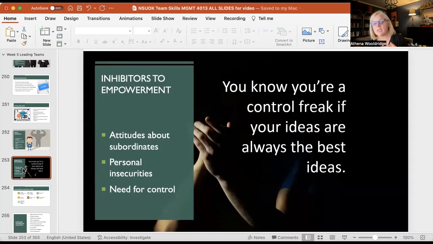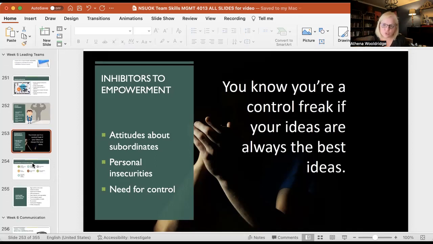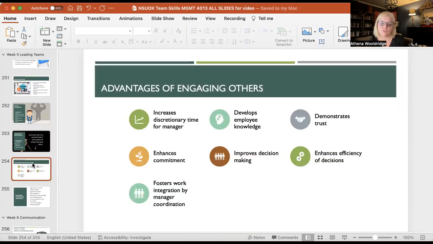Okay, what are some of the inhibitors to empowerment? Insecurities, right? Sometimes people are too insecure to be able to take the lead and make decisions. They get paralyzed to make decisions and they prefer to be led. Some people just have an absolute need for control and won't give that over to the people that they are working with and managing. So, I love this little thing: you're a control freak if your ideas are always the best ideas. And those are the individuals who really, as leaders, struggle to empower those who they are managing.